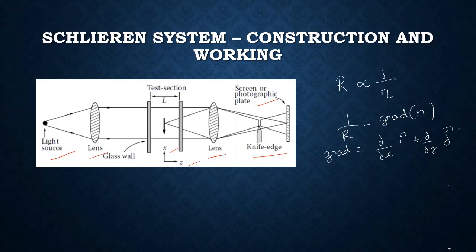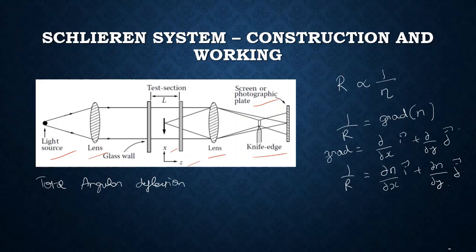When you substitute this in the gradient formula, we have 1 by r as ∂n/∂x i vector plus ∂n/∂y j vector, right? That is the radius of curvature relation. Now you have to find the total angular deflection.